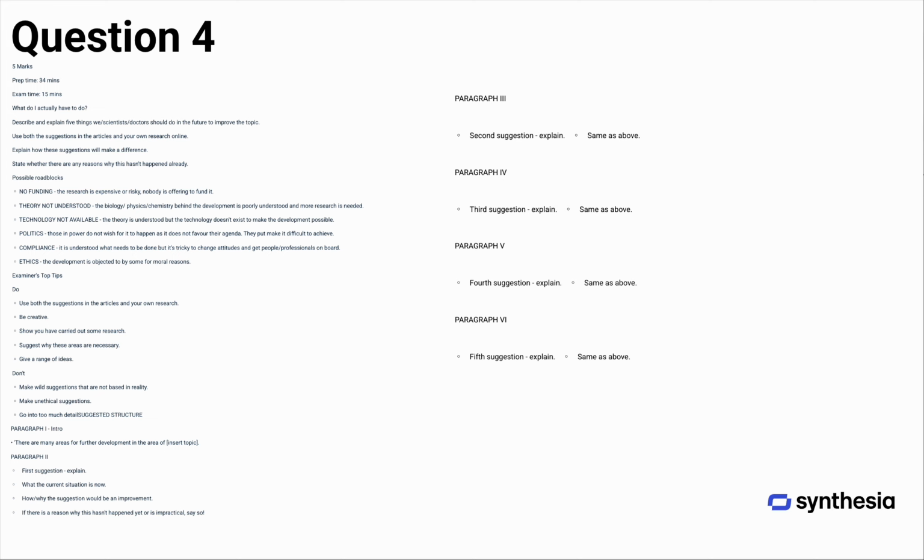Possible roadblocks. No funding: the research is expensive or risky, and nobody is offering to fund it. Theory not understood: the biology, physics or chemistry behind the development is poorly understood and more research is needed. Technology not available: the theory is understood, but the technology doesn't exist to make the development possible. Politics: those in power do not wish for it to happen as it does not favor their agenda. They make it difficult to achieve.